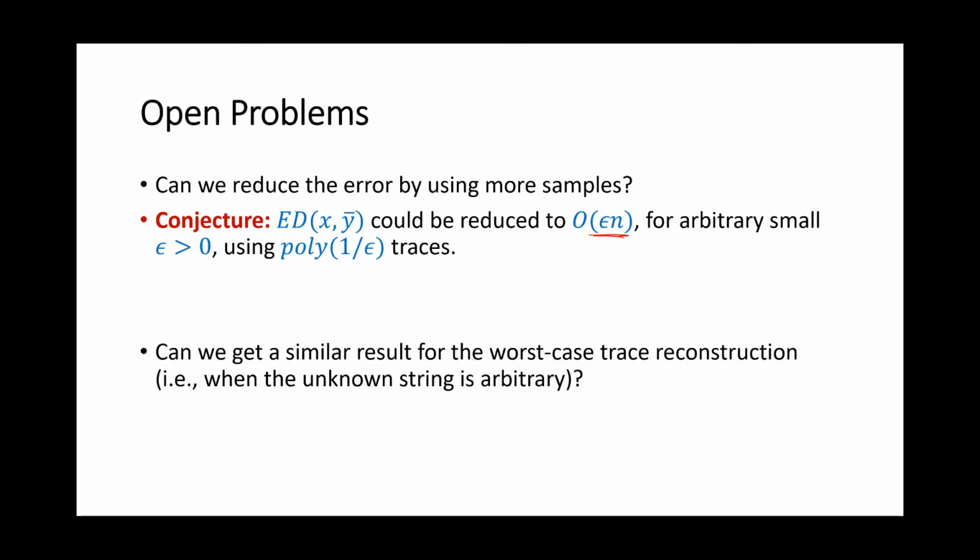And the second one is, can we get a similar result for worst case trace reconstruction? Because so far, everything we have presented crucially uses the fact that the unknown string was chosen uniformly at random. Can we get something similar when the unknown string is arbitrary?